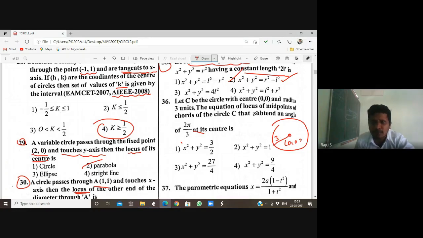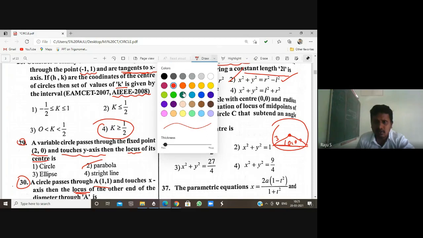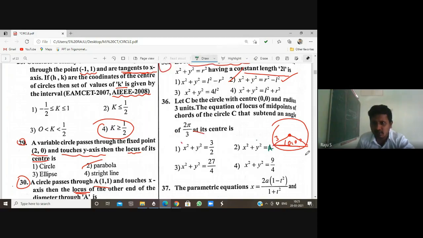The equation of locus of midpoint of the chord of a circle. Let's take this is the curve. This curve AB subtends an angle 2 pi by 3 at its center. Let us take this is A, this is B. It will make an angle. What is the angle? It will be subtended at the center 2 pi by 3, nothing but 120.